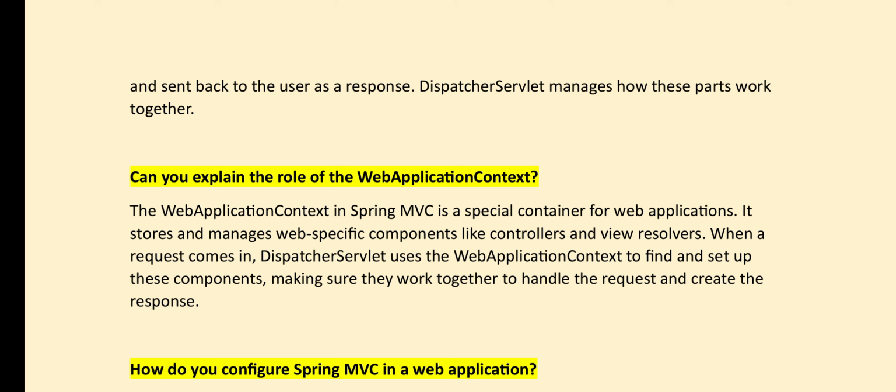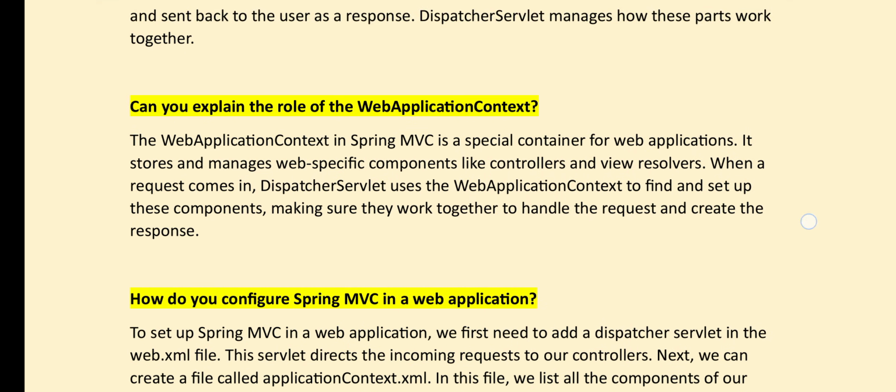Can you explain the role of the web application context? The web application context in Spring MVC is a special container for web applications. It stores and manages web-specific components like controllers and view resolvers. When a request comes in, dispatcher servlet uses the web application context to find and set up these components, making sure they work together to handle the request and create the response.